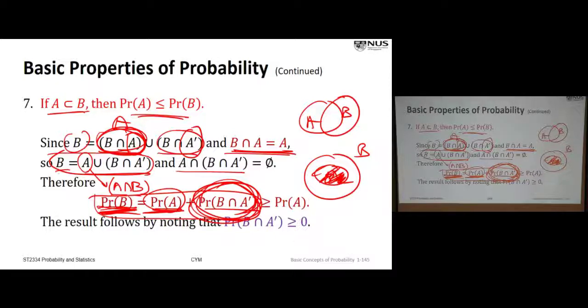But we show that through all this hard work, we show that probability of A is less or equal to probability of B. Because probability of B equals the sum of two terms. One is probability of A. The other one is a number which is between 0 and 1. It's a positive number or 0.